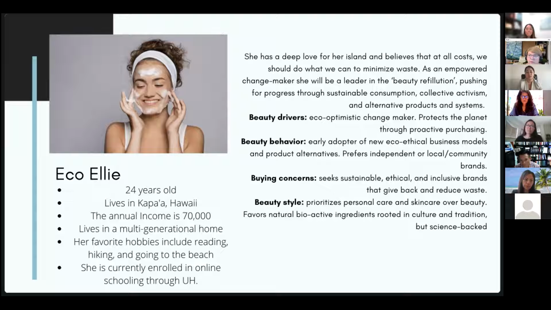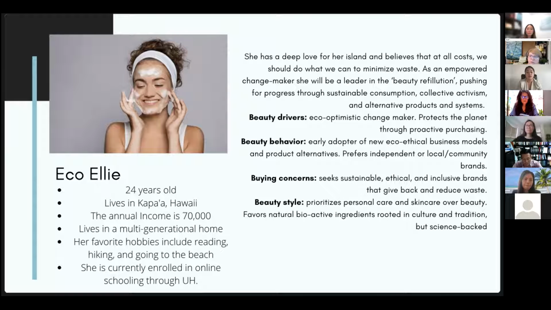Some of her buying concerns that I've addressed: she likes to seek sustainable, ethical, and inclusive brands that give back and reduce waste. So noting this part can help within the funnel because it may affect some of the partnerships that I work with. So maybe some of the blogs that I'm doing, maybe any YouTube videos or collaborations on social media will be with other brands that align with these concerns and address these concerns.